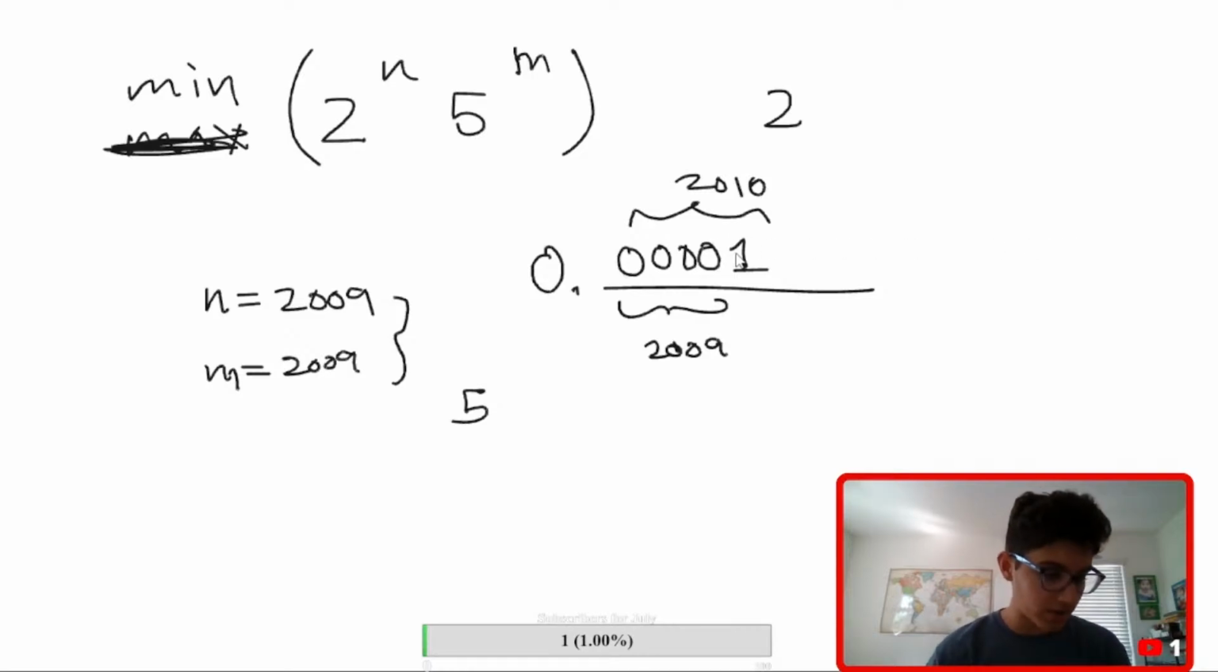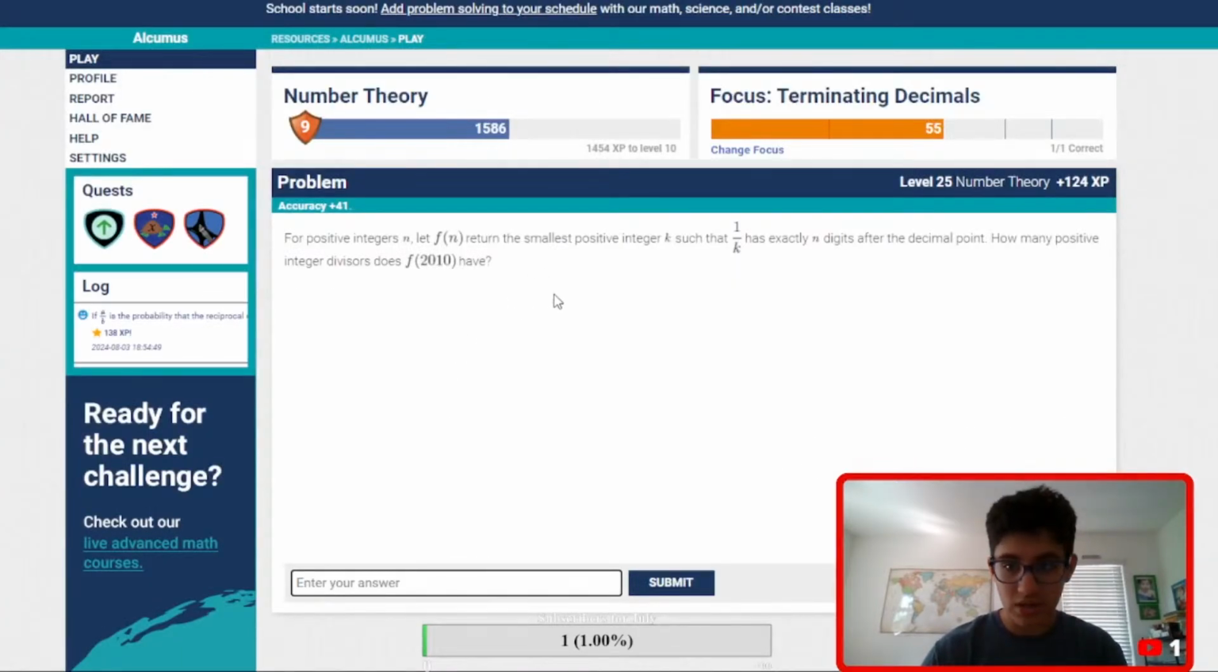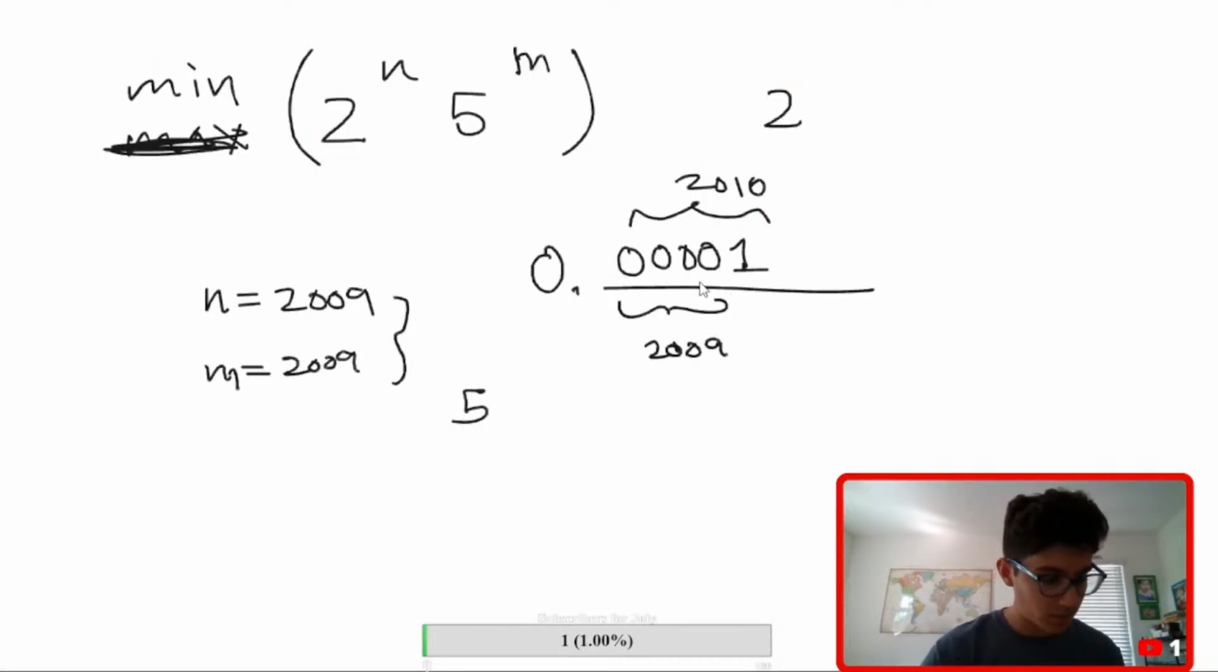I don't even know how to find that power though. How will you find a number like that? Because it's something like this with so many zeros, so we won't be able to really find the number itself. And then what are they actually asking for? They're asking for the number of positive integer divisors of k, right? The number of divisors of k. So I think we want to minimize it.